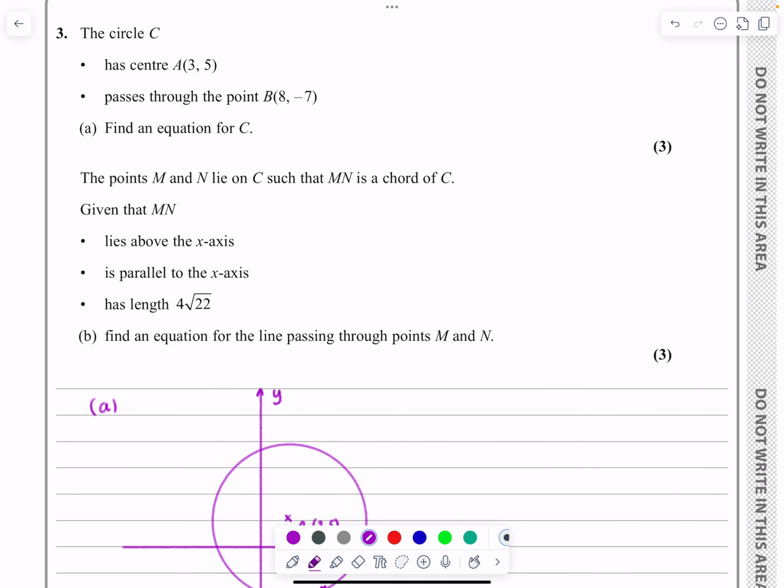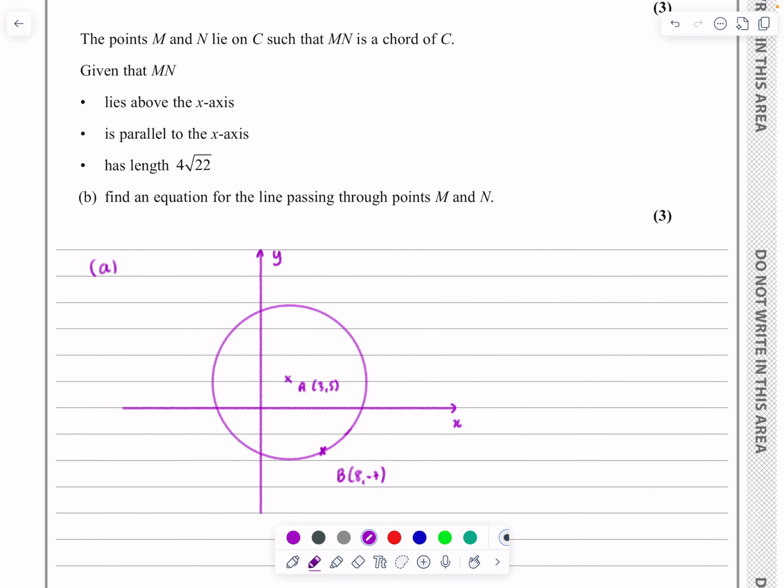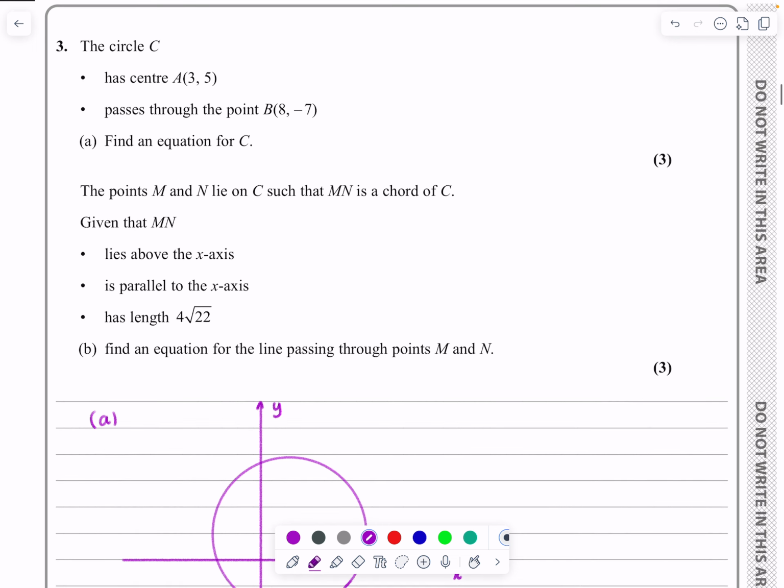We've got the circle C has a centre (3, 5), and passes through the point (8, -7). You can see I've drawn that out as a quick sketch there. Don't really need the sketch for part A, but we will do for part B. Part A says, can we find the equation for C? Can we find the equation of the circle?